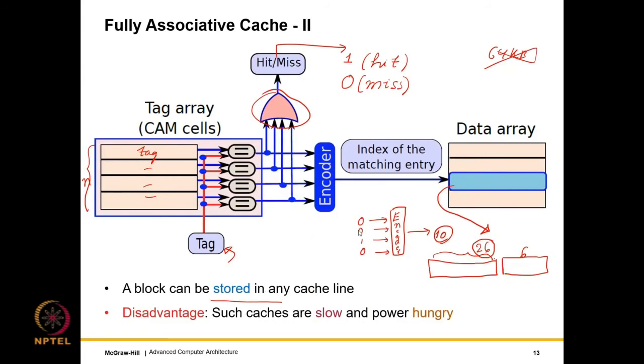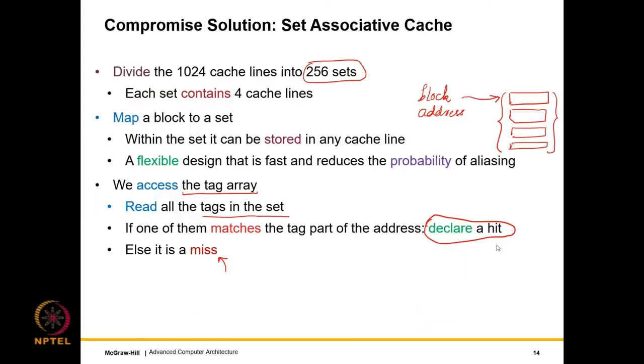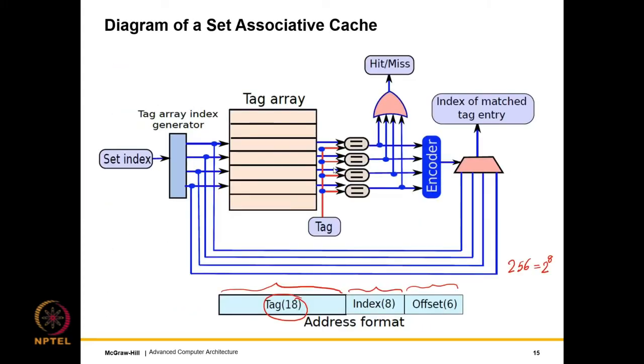In the case of a fully associative cache, there is no index. The index is 0 bits. Hence the tag is the remaining bits, which is 26. So we can think of the fully associative cache as a set associative cache, where of course there is a single set and it encompasses all the lines.